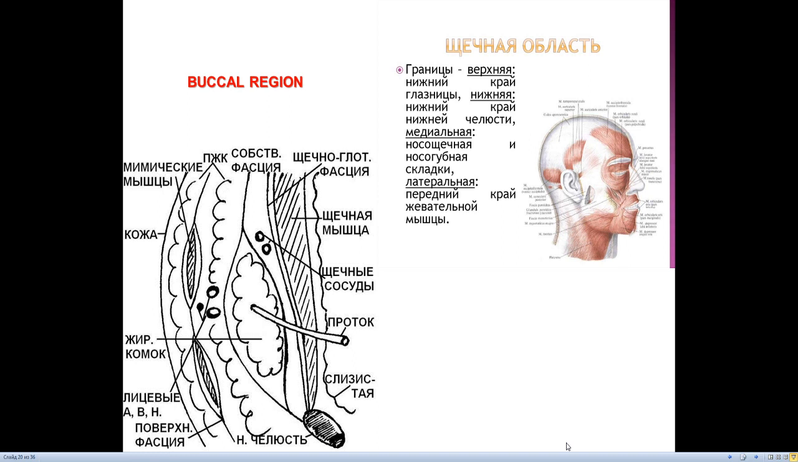Fourth. Muscles of facial expression do not contain their own fascias. That's why transformation of inflammatory processes will be very, very fast. Muscles of facial expression are usually innervated by branches of the facial nerve.